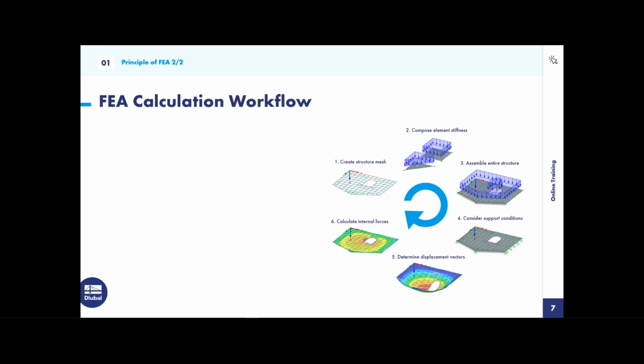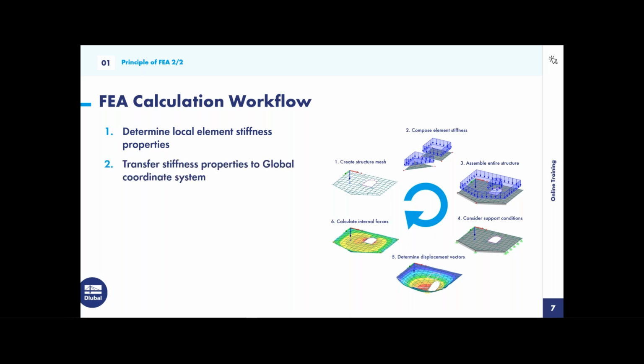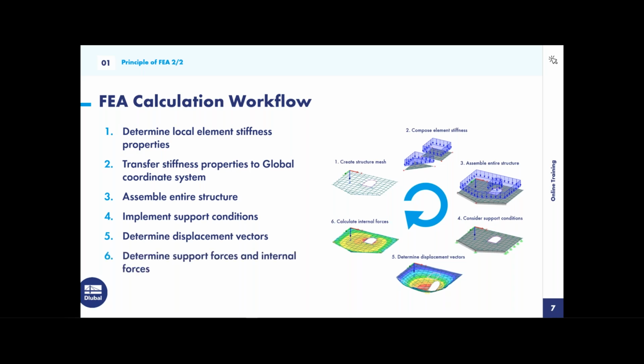Now on to the procedure of FEA calculation. So step one is that the program determines the local element stiffness properties. And then after that, the stiffness is transferred to the global coordinate system. And then following that, the entire structure is assembled. And then the support conditions are implemented. Fifth, the displacement vectors are determined. And then sixth, the internal forces and support forces are determined.